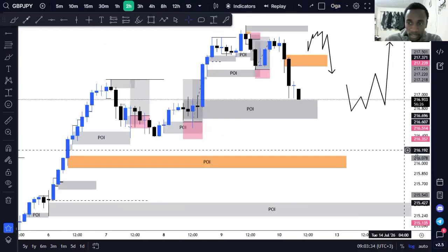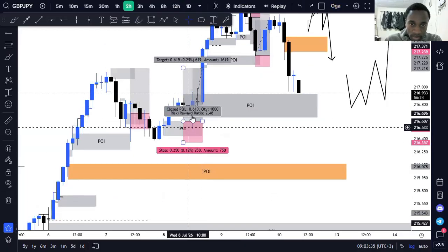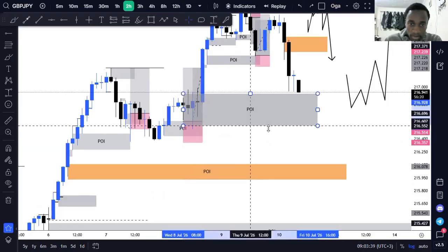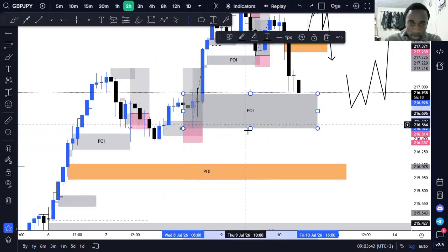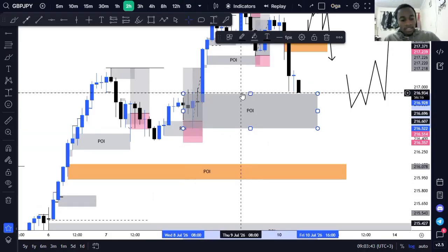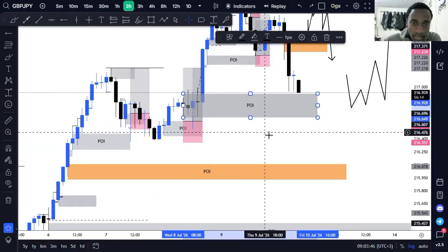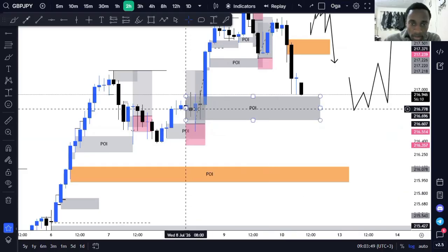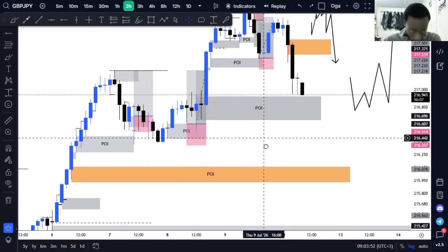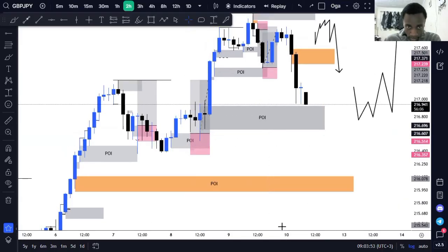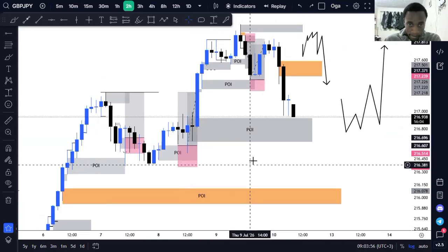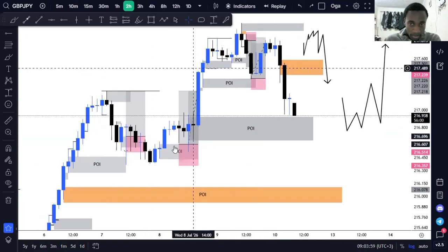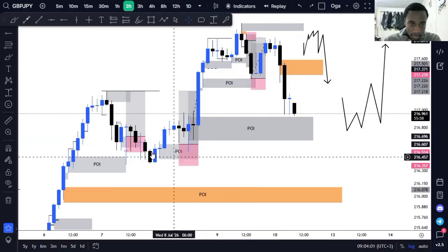So let's see, it can even push to this low here because it's the whole area. It can even dip to this point here, go deep to this point, but whatever it does, we just anticipate, and if it's going to give us, we shall take the buy. I'll anticipate something that looks like this one.